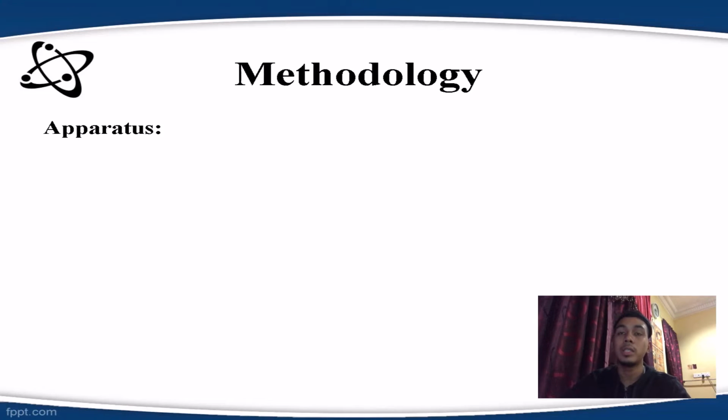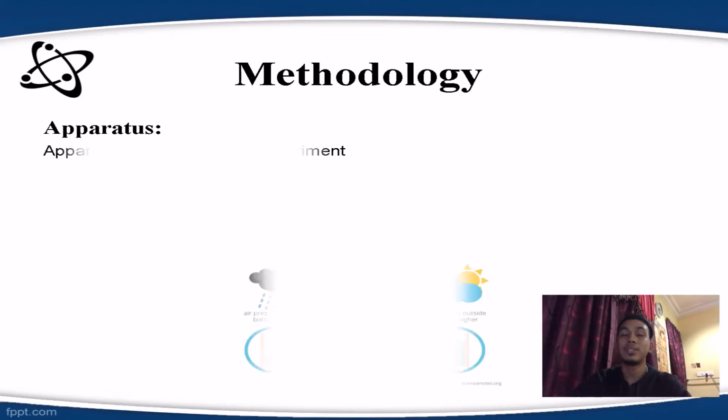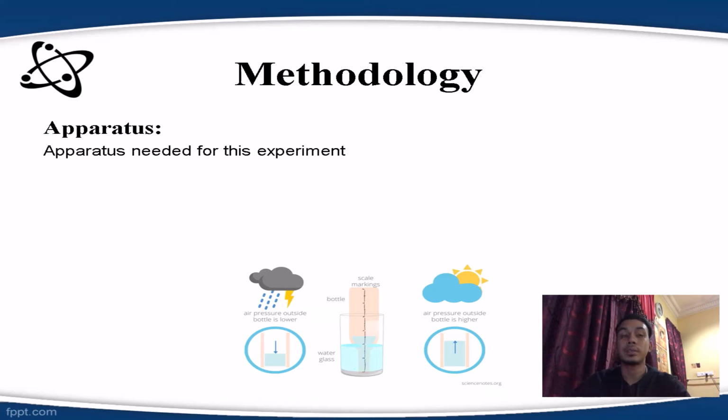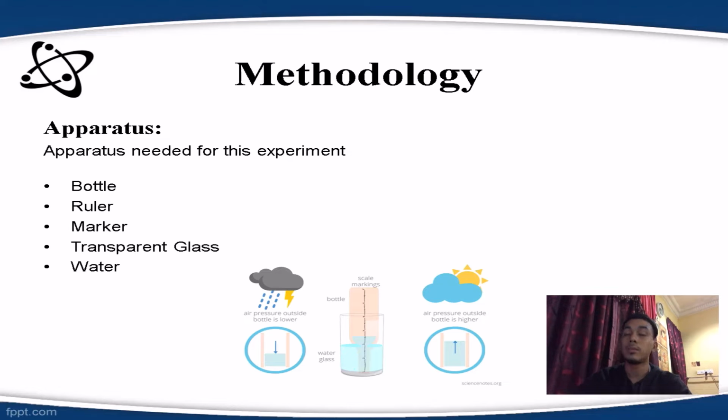Next, I will continue our presentation with the methodology part. As you can see in the figure shown, this is a picture of how this experiment will be carried out. The first material that we require is a bottle, the second one is a ruler, the third one is a marker, the fourth is a transparent glass, and the last one is water.